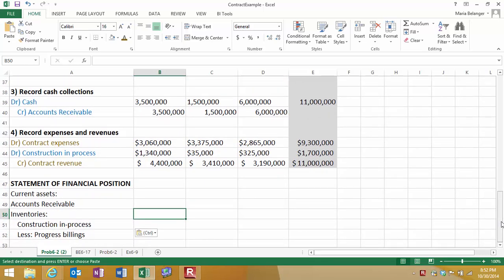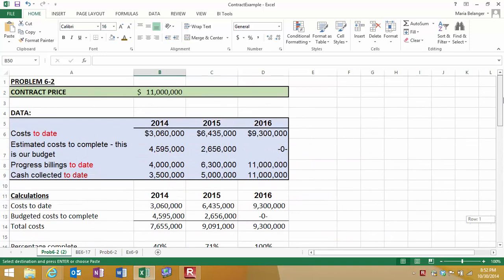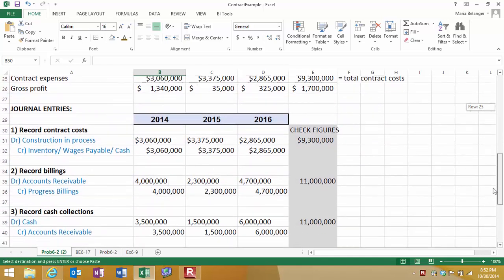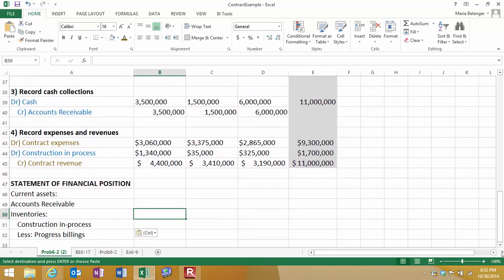We can proceed in one of two ways. Your statement of financial position would be prepared from your journal entry, so we can reference the journal entry numbers. Alternatively, we can go straight to the problem data right here and pick out our numbers. Now I'm going to do it from the journal entries just to make sure that the process is similar to what you would find in your accounting system.